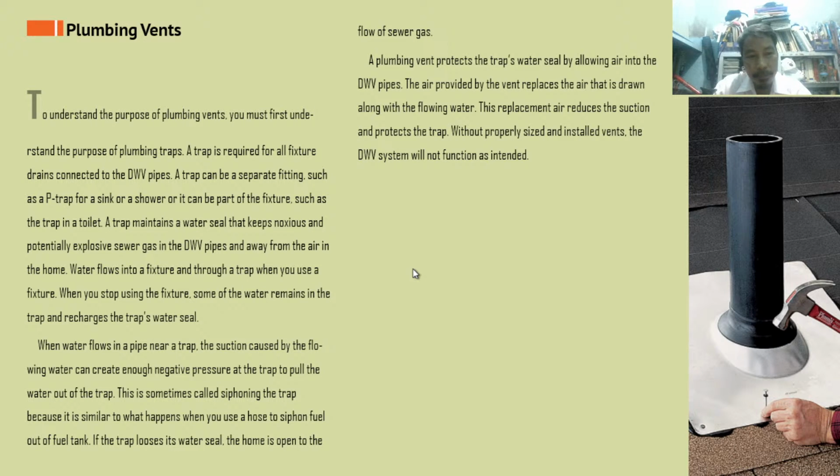Okay? A trap maintains a water seal. That is the main purpose, water seal. We want to seal something and we use water to do the sealing for us. Okay? That keeps noxious, meaning foul smelling, and potentially explosive sewer gas in the pipes and away from the air in the home. Okay? That's correct.